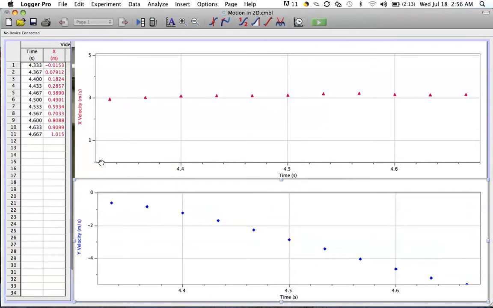So here we're looking at velocity from 0 to 5, and now we're looking at velocity on the y-axis at an appropriate scale. And we can see that the velocity here is fairly constant, while this velocity is actually increasing.